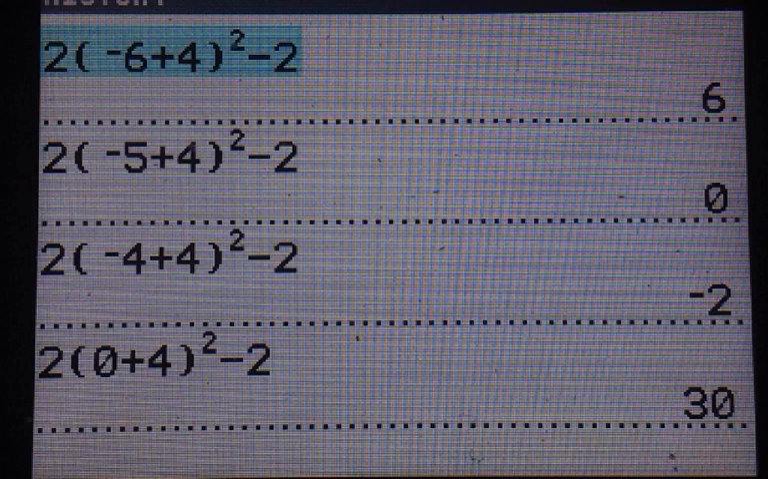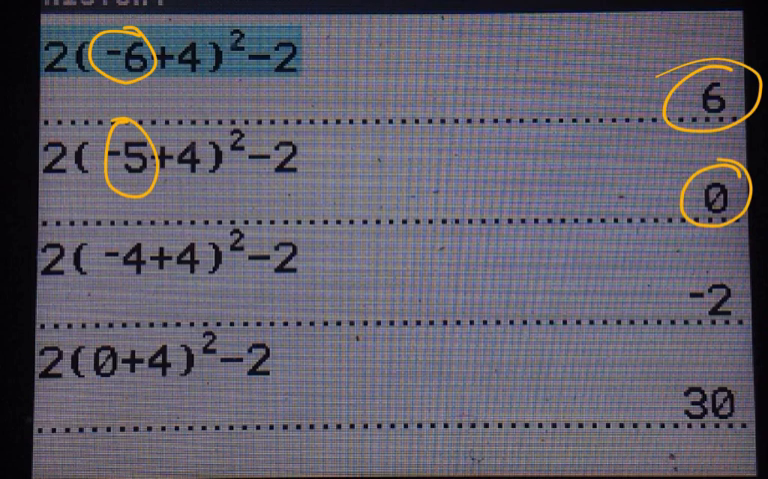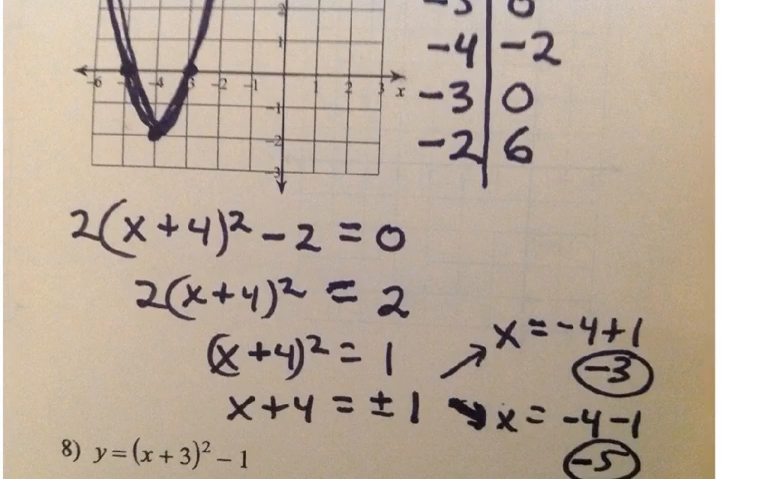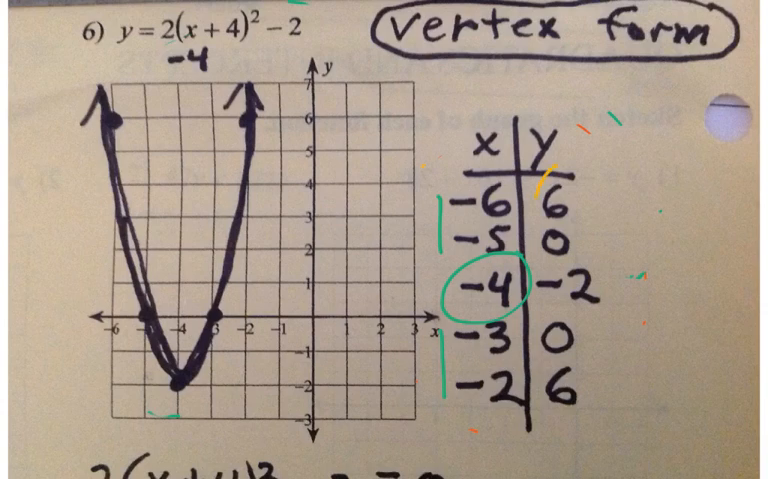And if you look at my calculator here, guys, you'll notice I plugged in -6, I got 6. I plugged in -5, I got 0. I plugged in -4, I got -2. Okay. And you can see that's where I got those values. And then by symmetry, that has to be 0, right? Hopefully you remember symmetry. And that has to be 6 because it matches the other 6 there. And then it was just a matter of plotting the points. So hopefully there's no questions there.